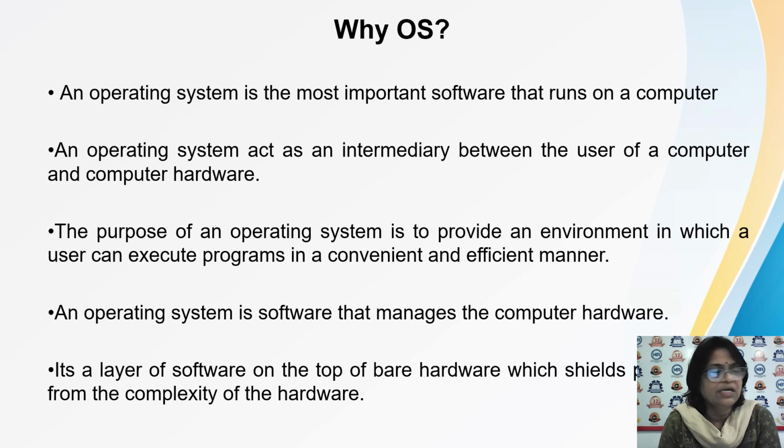System programs are meant for the operation of the computer system, and application programs are meant for satisfying the requirements of the user. The most fundamental system program is the operating system. The main aim of the operating system is the convenience of the user as well as the efficient operation of the system. The next slide is why OS.